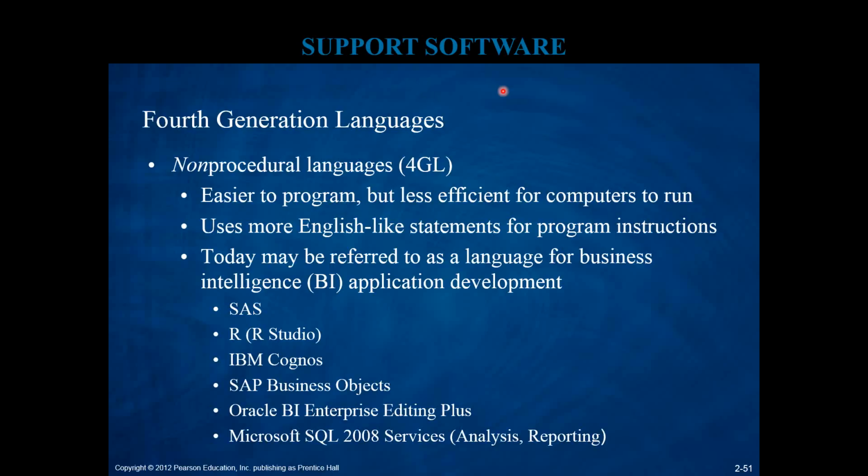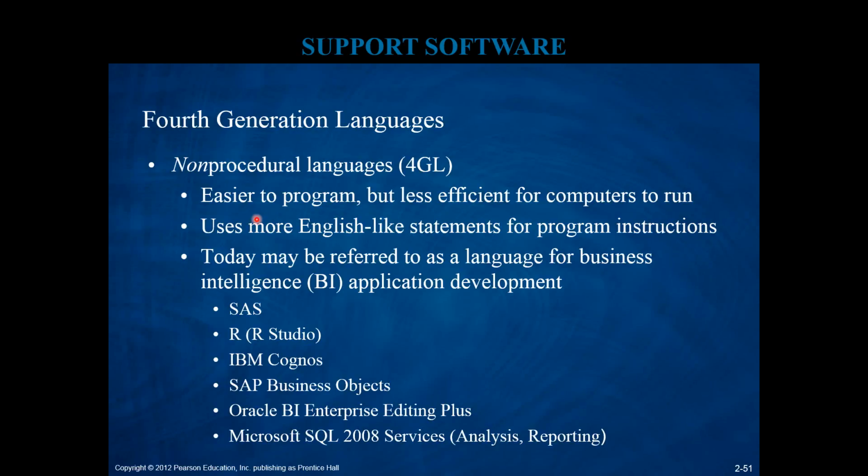Now, fourth generation languages are one step closer to human language. They're easier to program, but unfortunately they're less efficient for computers to run. As you know, computers don't think the same way as humans, and the key difference between the way computers think and the way humans think and operate is that humans can tolerate ambiguity, computers cannot. They need to have very specific instructions.